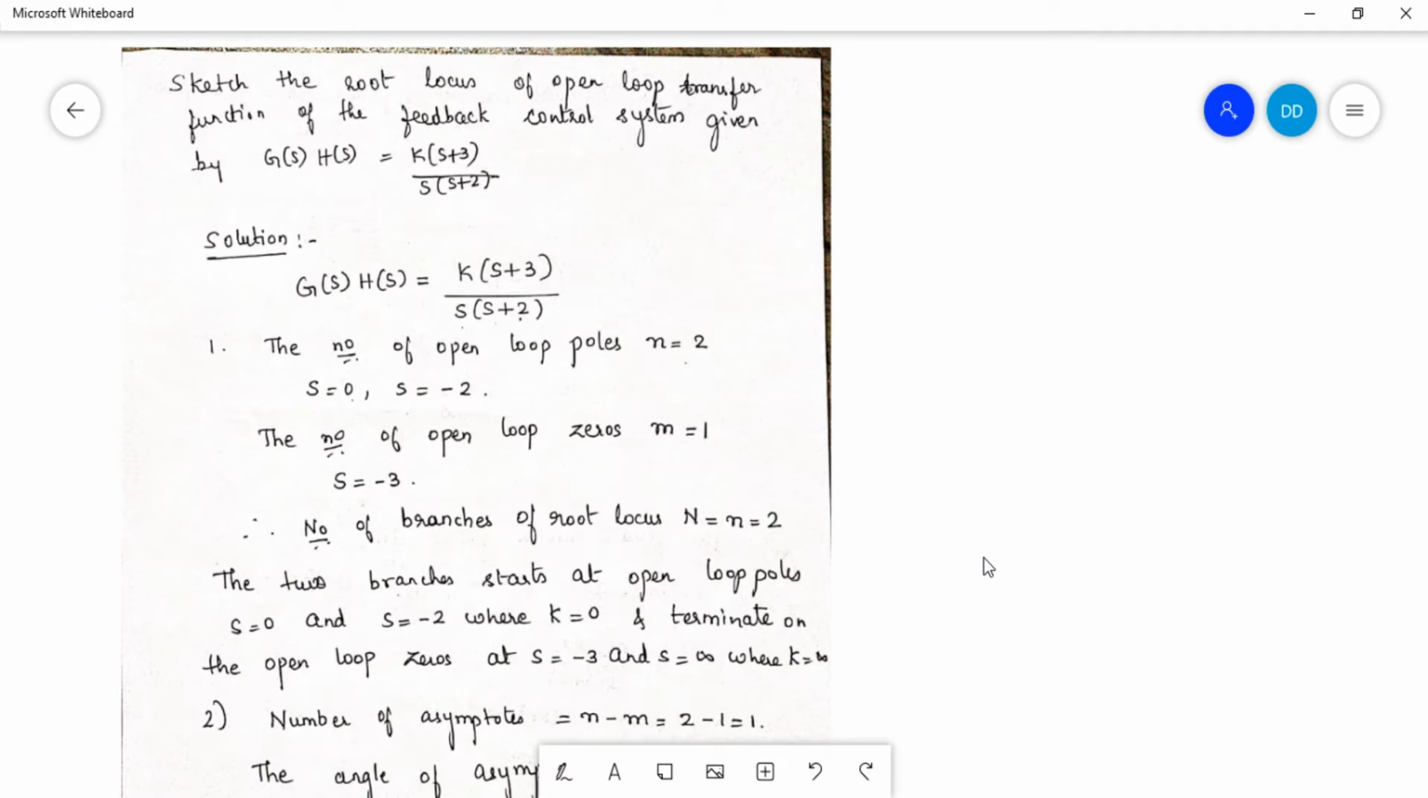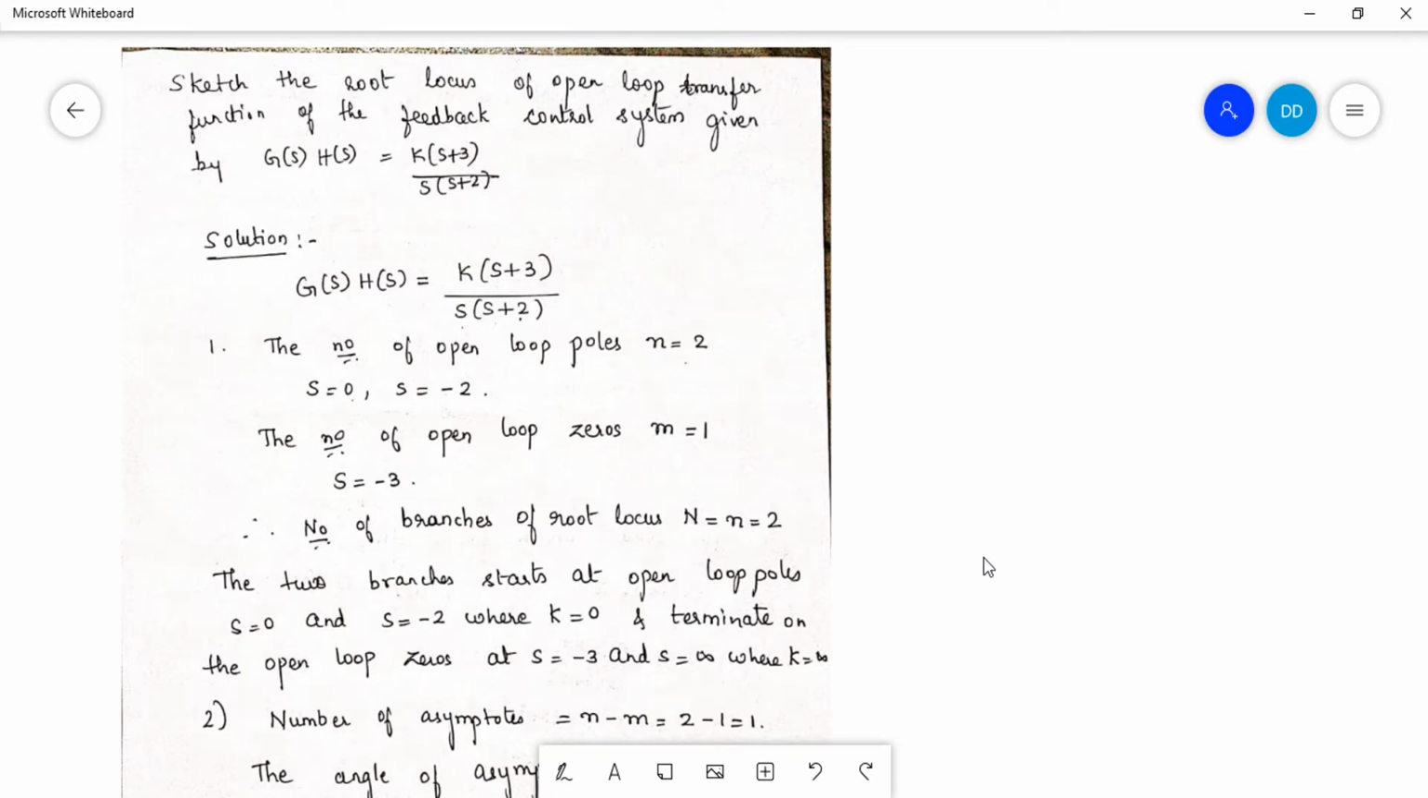If you have a look at this, it is clear that the roots of the denominator are s = 0 and s = -2. Therefore, the number of open loop poles n is equal to 2. And in the numerator, the root is s = -3. Therefore, the number of open loop zeros m is equal to 1. So the number of poles is greater than the number of zeros. Therefore, the number of branches of the root locus is equal to 2.